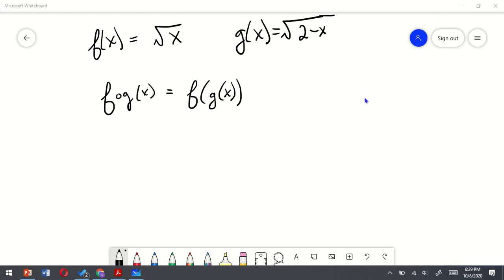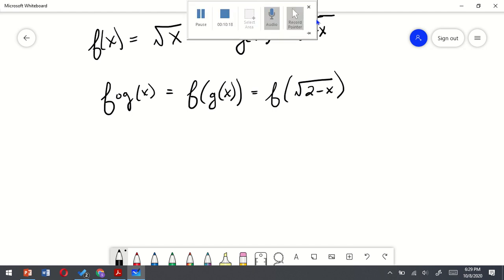So that's f of g of x. So we can think of f of g of x: let's take f and plug in the square root of 2 minus x. And we know what the function f looks like as well. It's also a square root function, so we're going to take the square root of the square root of 2 minus x. Yuck. A little bit nicer way of writing it: when you take the square root of a square root, that's the fourth root.